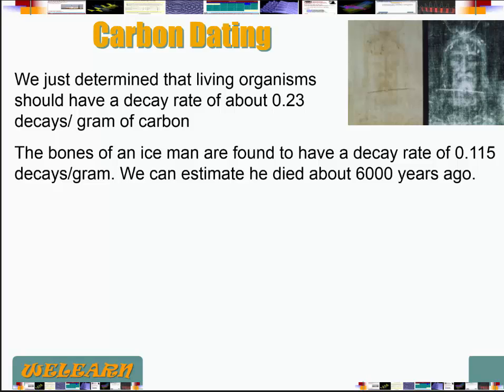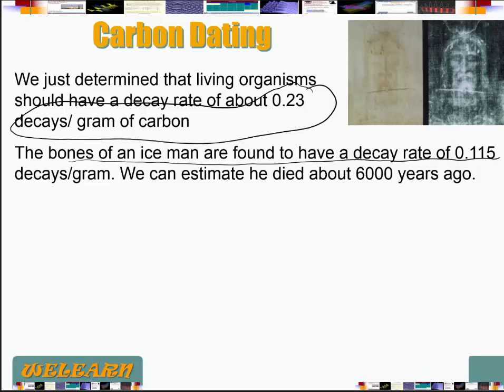That particular value is useful for carbon dating. For example, we just found that the decay of a living organism is about 0.23 becquerels or decays per gram. Now, if we find a bone of a man that's decaying at a rate of 0.115 becquerels, we can estimate that he died about 6,000 years ago, because this number is just half of that, one half-life away from that.